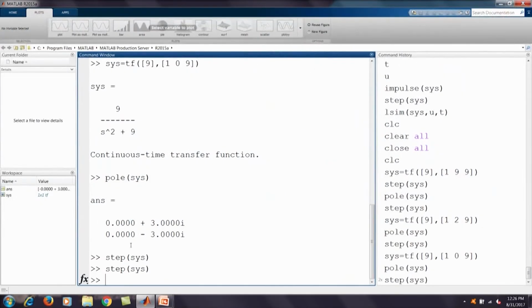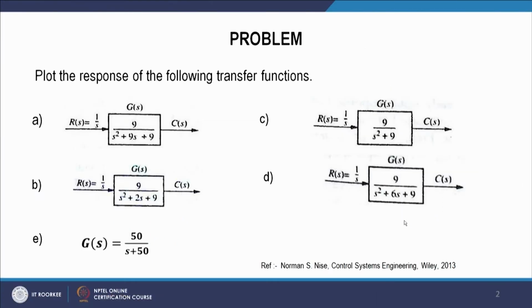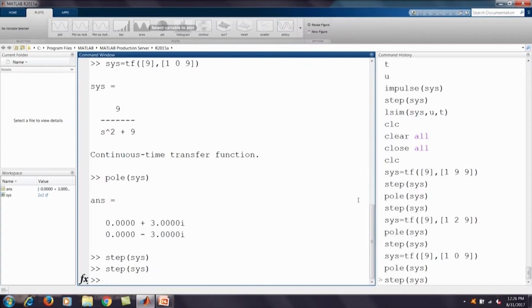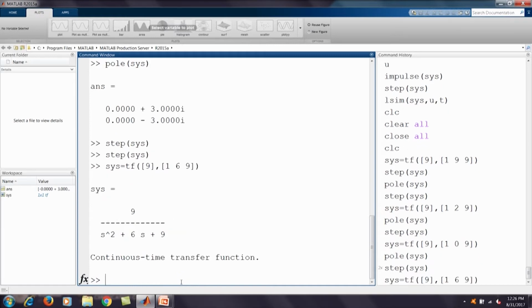Now we come to the last case here, this one. So 9 upon s square plus 6s plus 9. So here the s coefficient is 6. So we can write the system. Now we have 9 upon s square plus 6s plus 9.